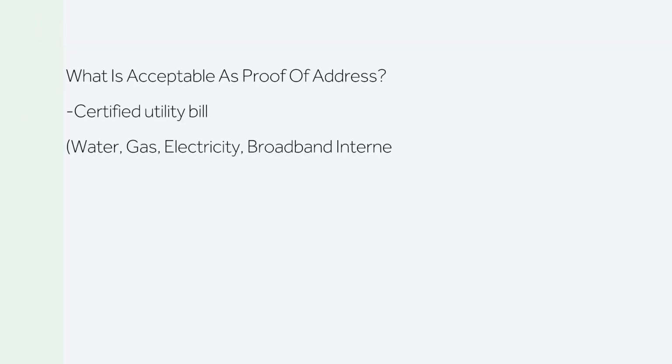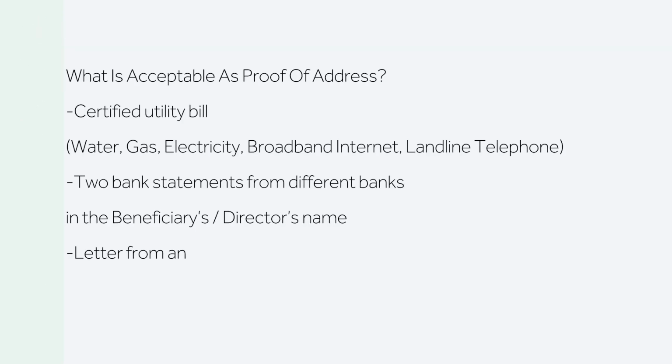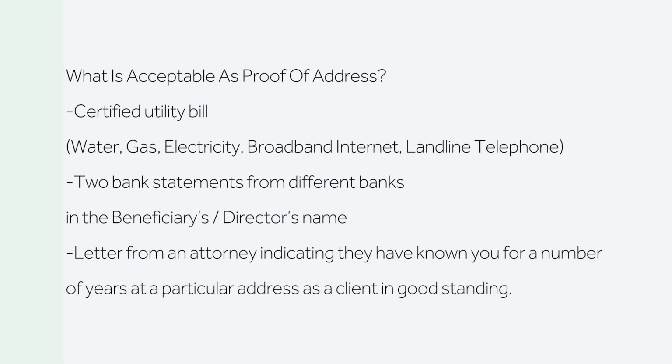Now let's quickly review what's acceptable as proof of address. We'll take a certified utility bill, such as water, gas, electricity, broadband, or a landline telephone. We'll accept 2 bank statements from different banks, and a letter from an attorney indicating they've known you for a number of years at a particular address.